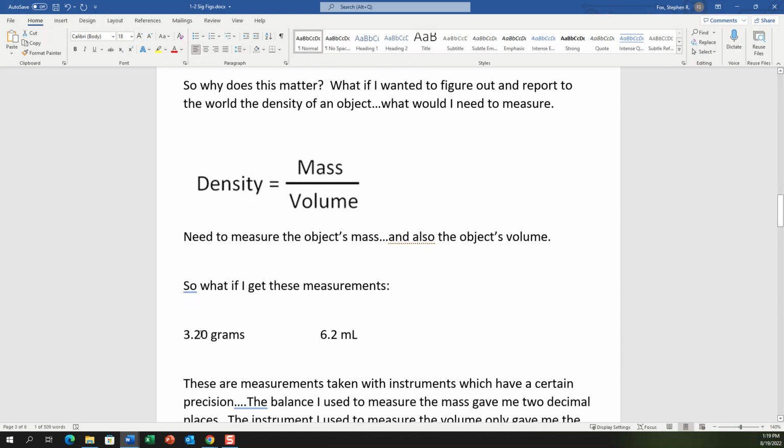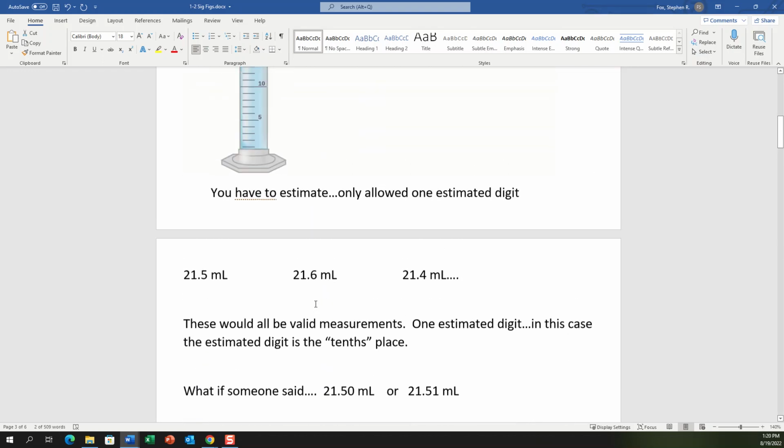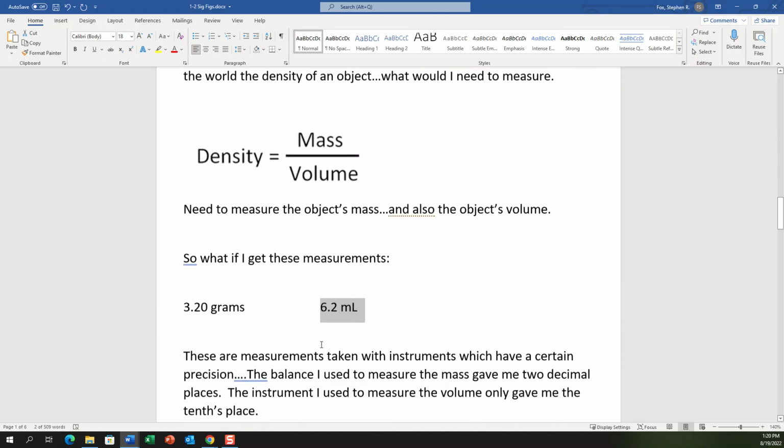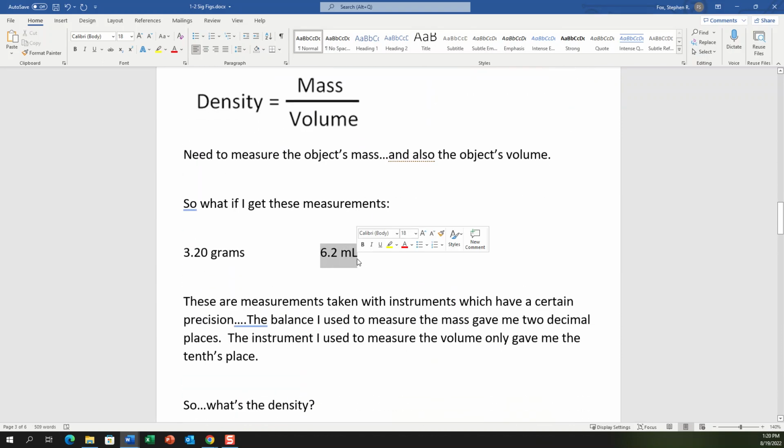So you go into lab and you get this as your mass measurement. Let's say you use a digital balance and you put the thing on the balance and it reads 3.20 grams. That's what it reads, 3.20, so you write that down. That's your mass measurement right there. You use a 25 mL graduated cylinder like this one, so you're only allowed to estimate to the 10th place. And so this is the measurement you get for the object's volume. So those are the measurements I get.